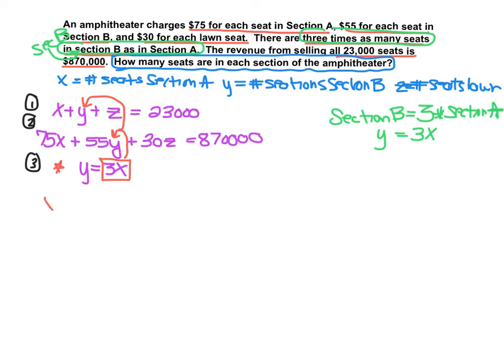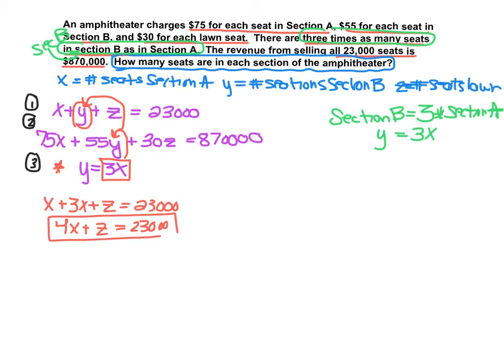This first equation becomes x plus, with y replaced, 3x plus z is equal to 23,000. Now I can simplify that a little bit, so that becomes 4x plus z is equal to 23,000. So there's one of my new equations using that substitution.